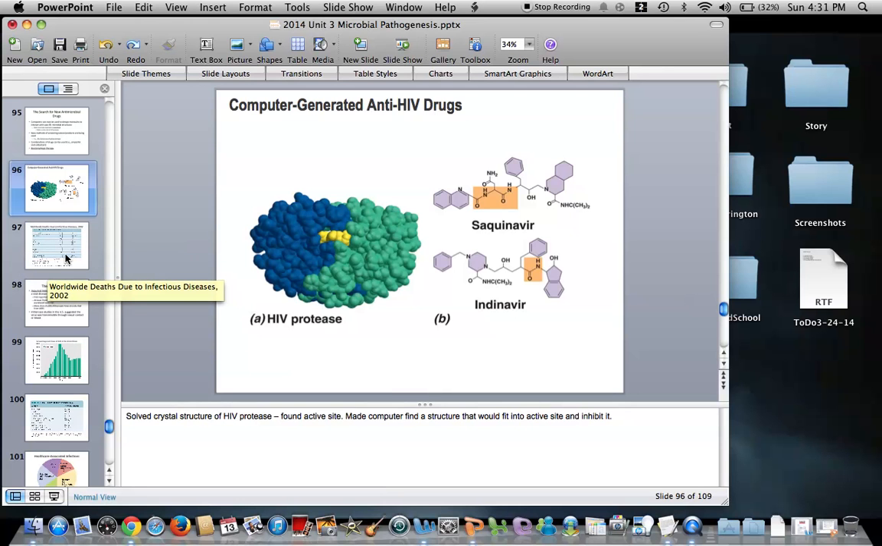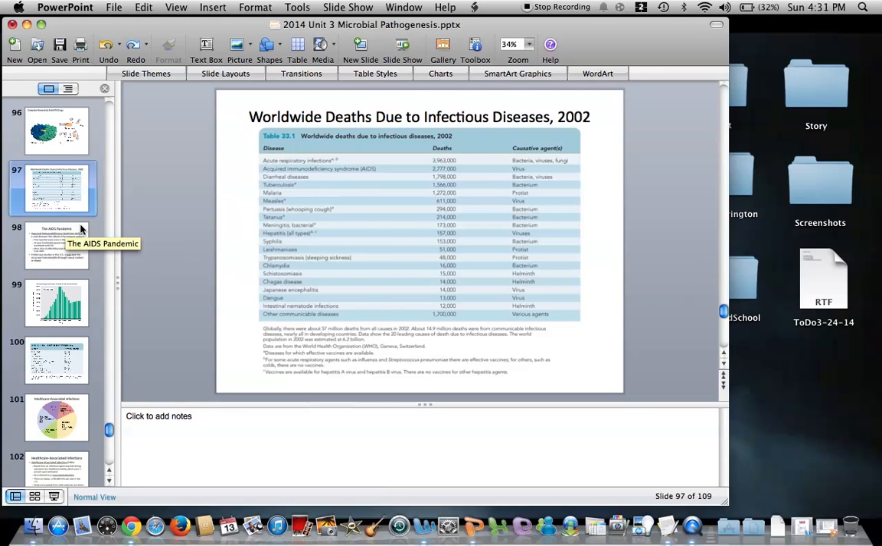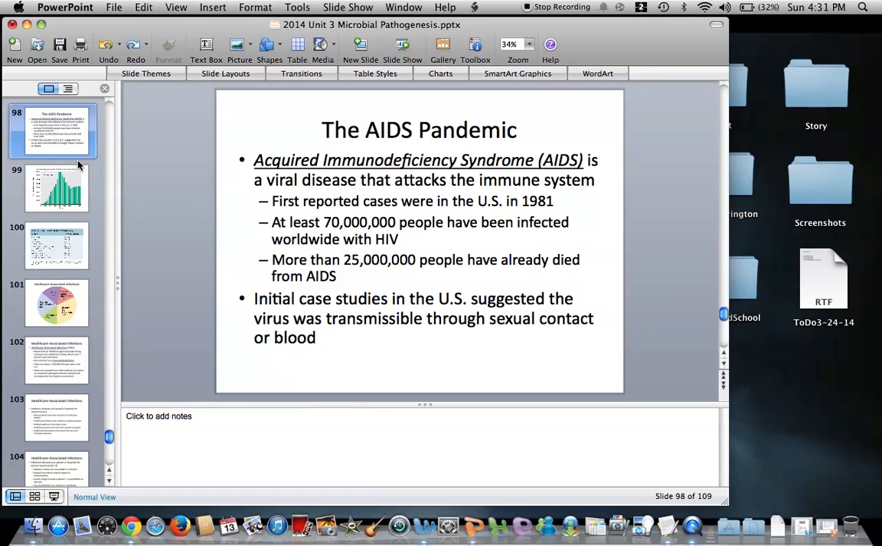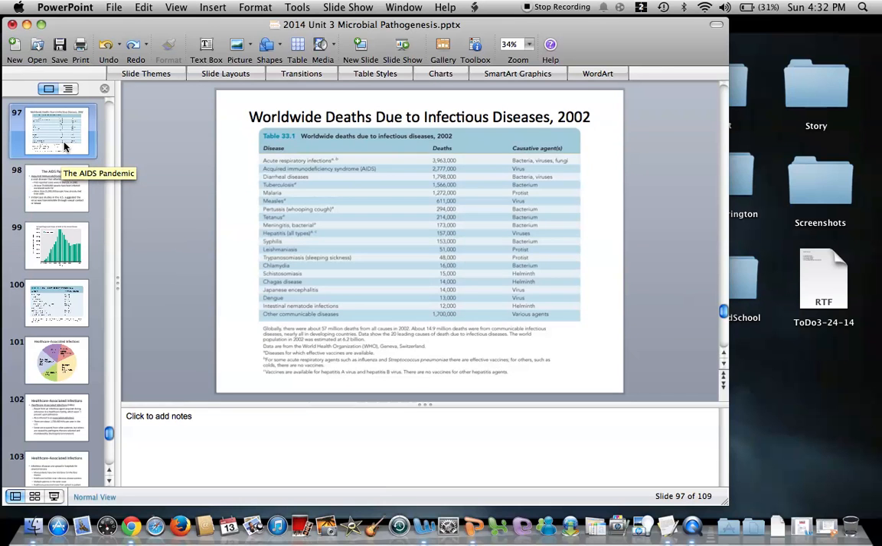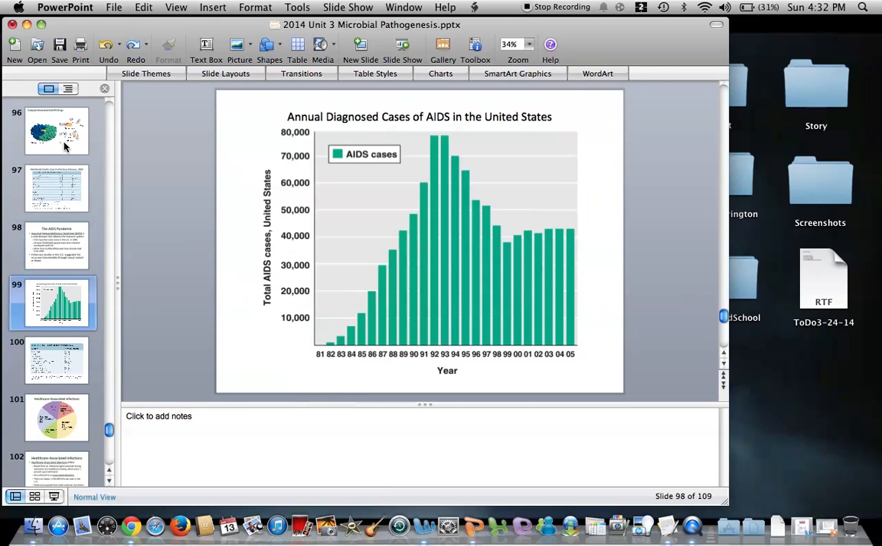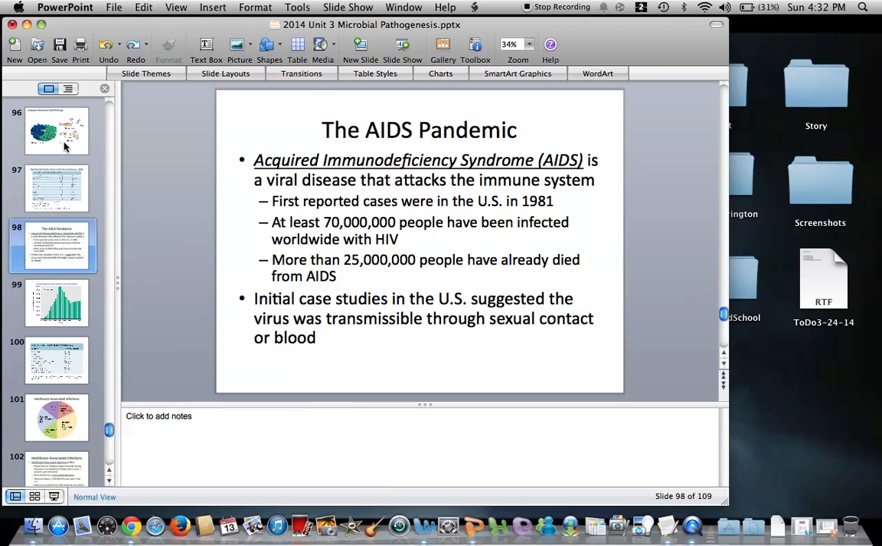Not important for this. AIDS pandemic. We talked about that already. So I'm curious if we're gonna do that again this time. I mean, AIDS is caused by HIV. There's 25 million people who have died. There's at least 70 million people with the virus.